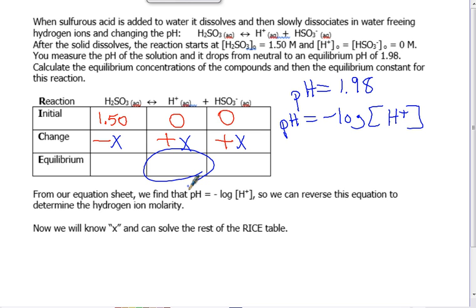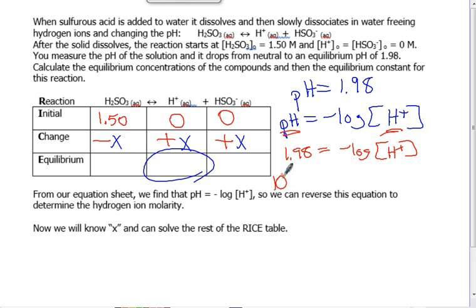We know this value, not this value. True? So what do we know? We know 1.98 equals the negative log of hydrogen. But we have to reverse the log process, which those of you who have a calculator, Reem, you have a calculator. What is on the log button other than the word log?